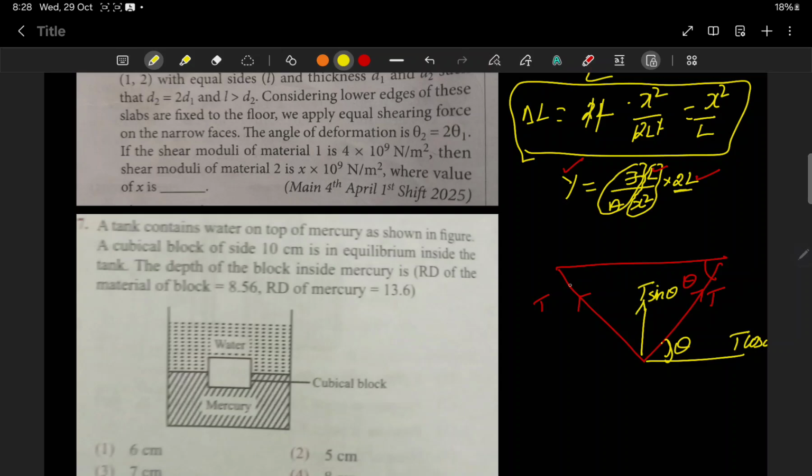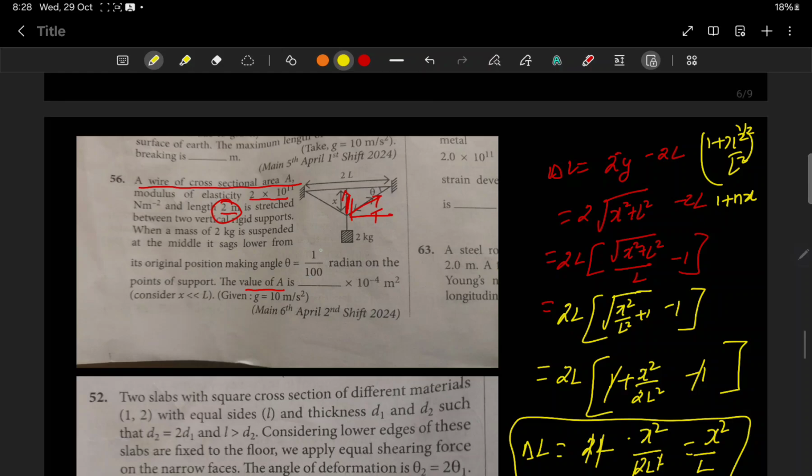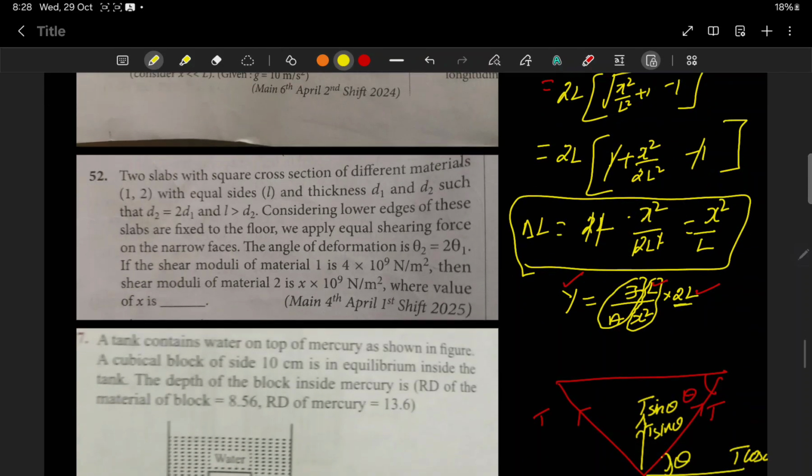Here also, similarly, tension will act, and that also will be T sin theta. So the net force acting is what? Your total force is 2T sin theta. Here it is given in the question that your theta is 1 by 100, a small value. For small values of theta, I can write sin theta as theta. So directly I can write this as 1 by 100. Then what will we get? This is the net force acting.